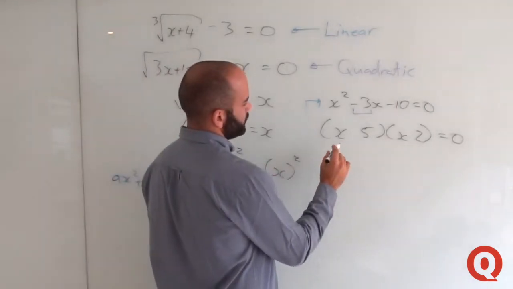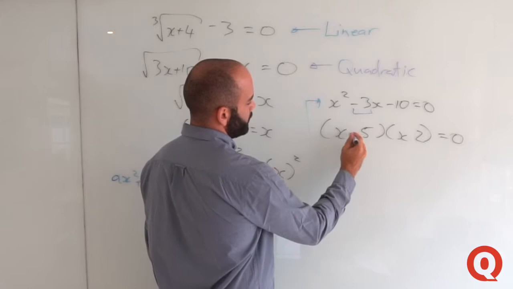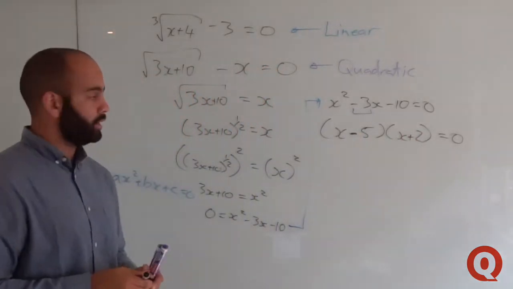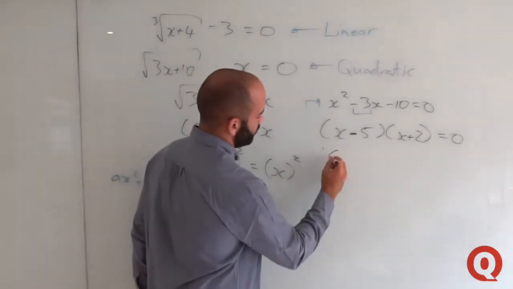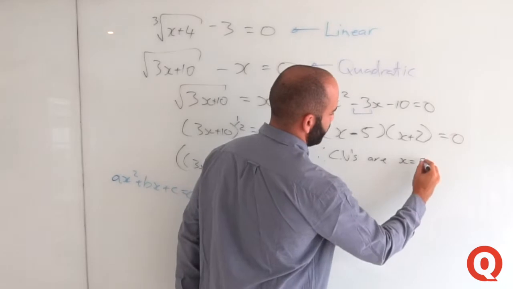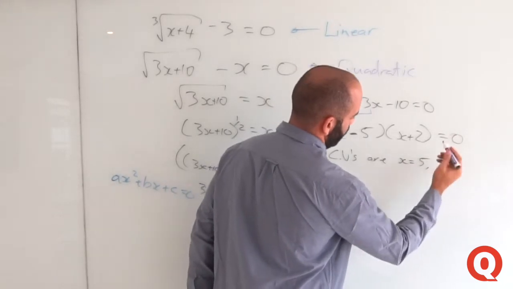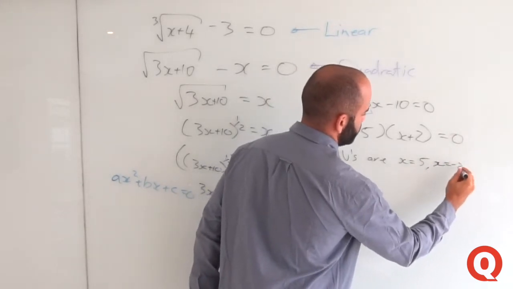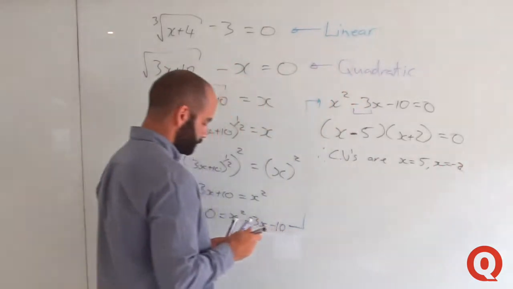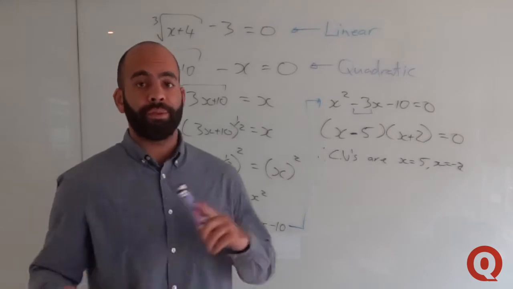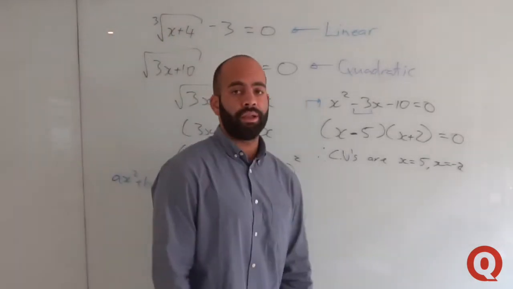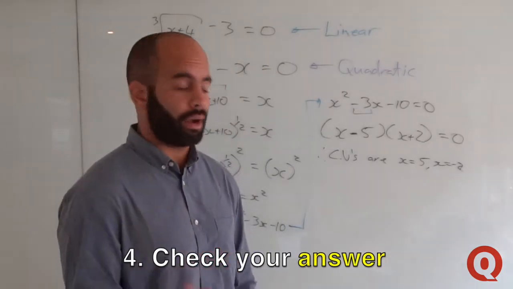Now, my sign selection, I would want this to be minus, and I would want this to be plus. So what are my critical values? Therefore, critical values are x equal to 5 and or x equal to minus 2. So now we've done step 1, step 2, step 3 of solving a surd equation, and we've got our critical values. Step 4 would be to check our answers.